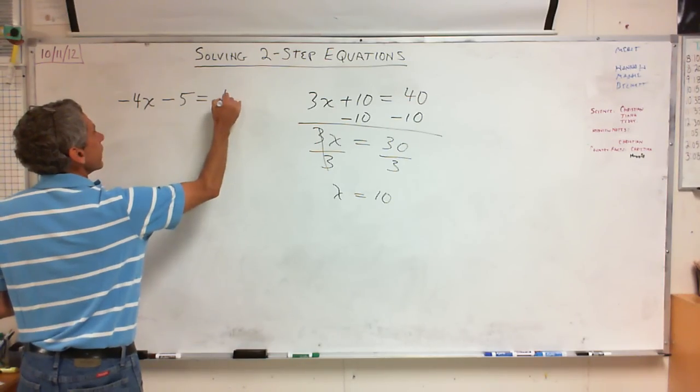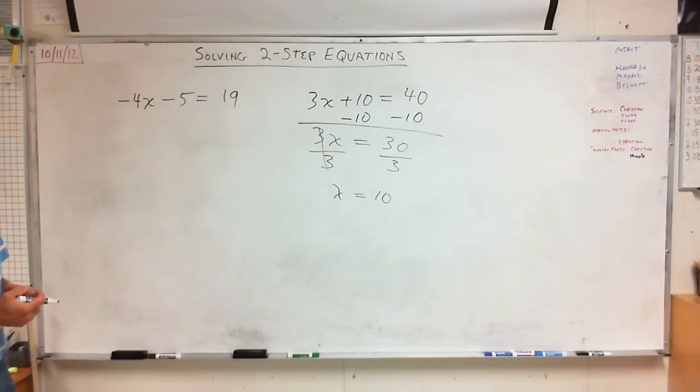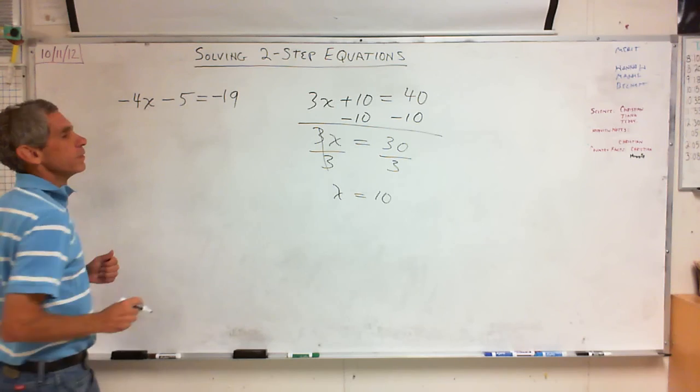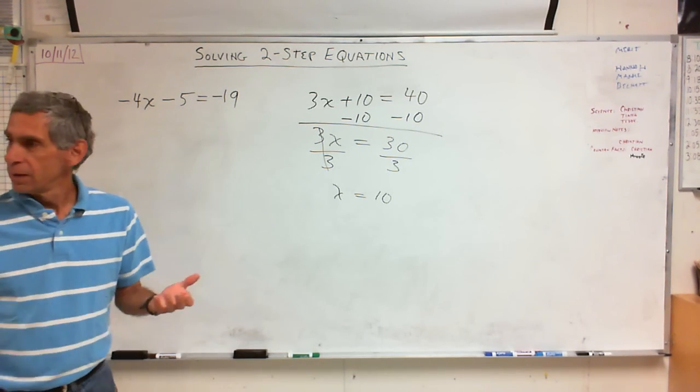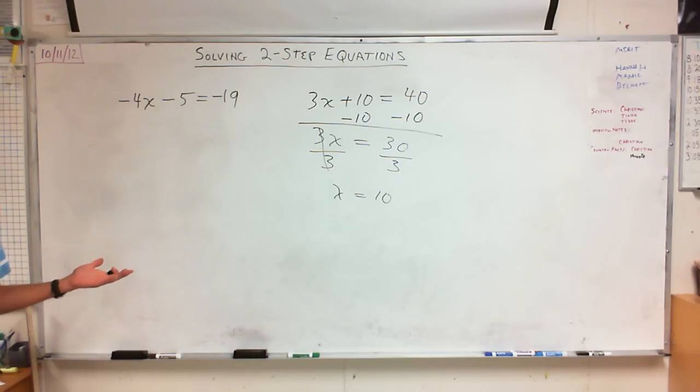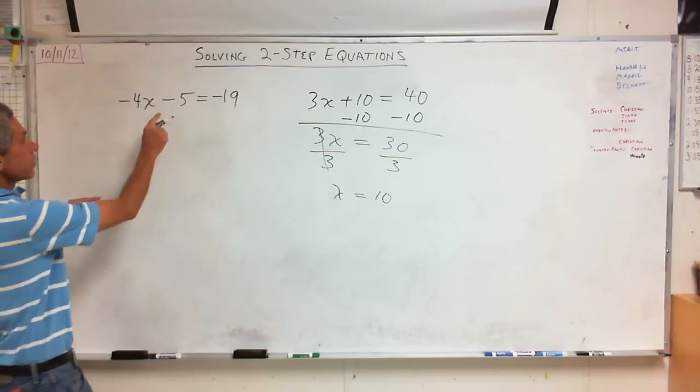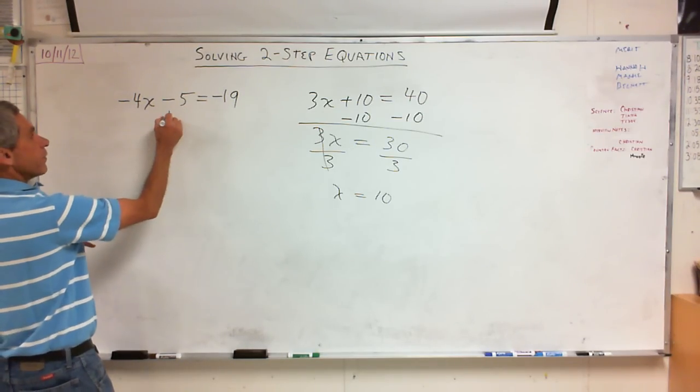Equals 19. We'll just do that. We'll make it negative 19. Make it fun, all right? So what would I do? Yeah, this is what I got to work with. I got to add 5.